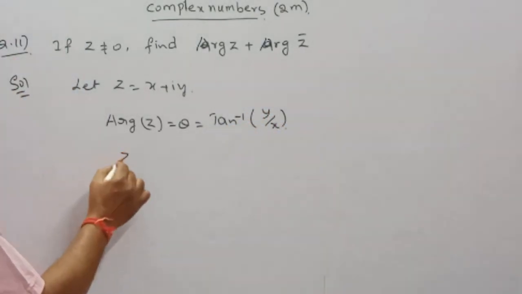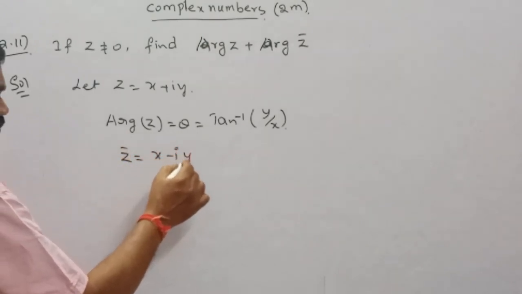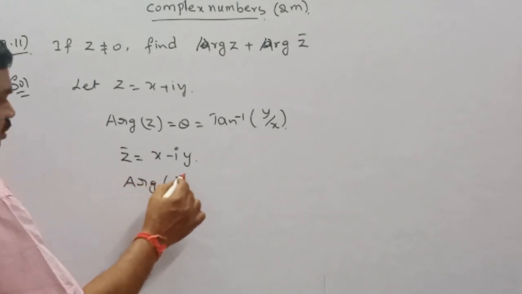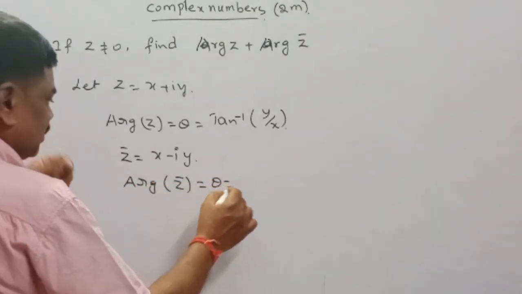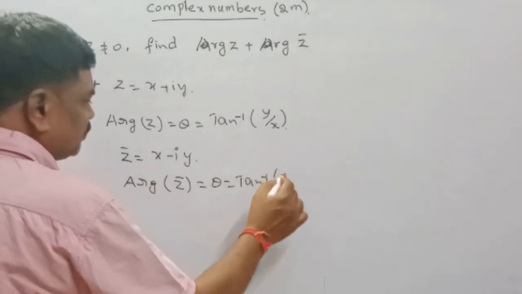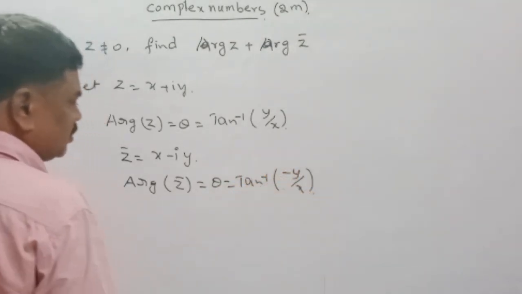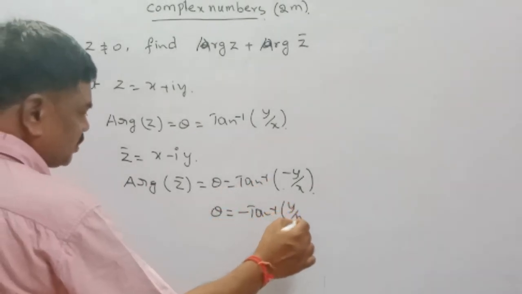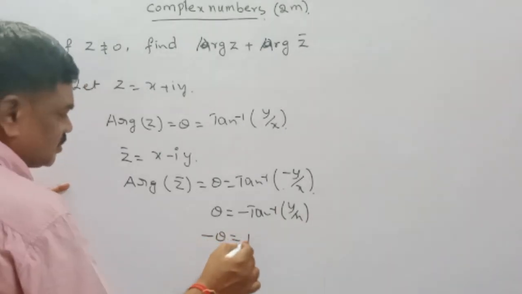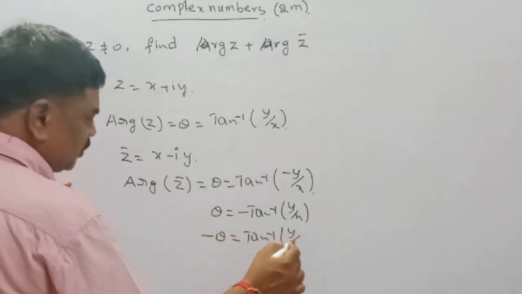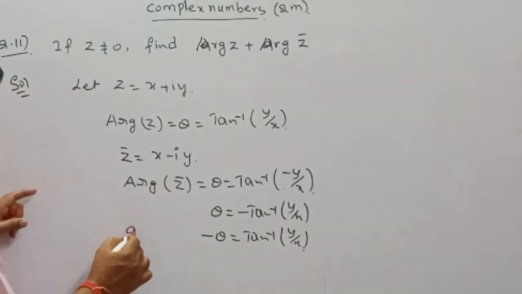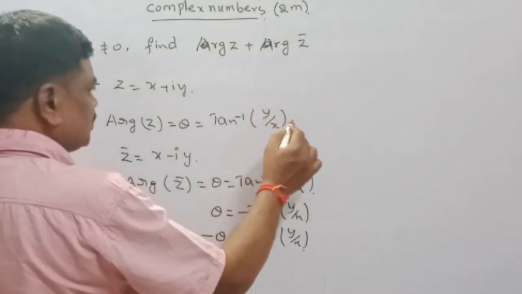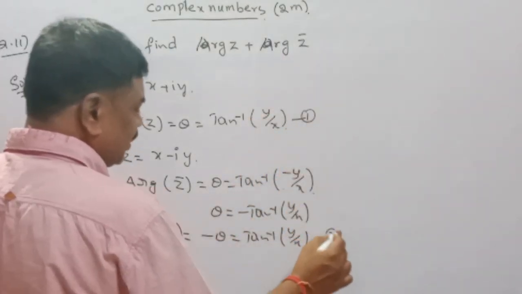Then z bar is equal to what? x minus iy. We know that. So arg z bar is equal to what? Theta is equal to tan inverse of minus y by x. So theta is equal to minus tan inverse y by x. Then minus theta is equal to tan inverse of y by x. This is the argument of z bar. This is the first one. This is the second one.